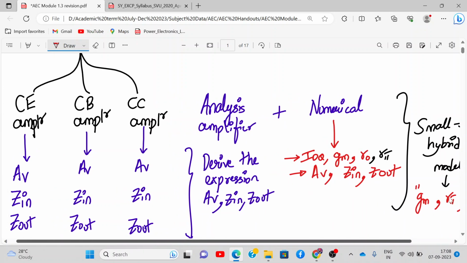What we need to do is analyze the amplifier, which means derive the expressions for the small signal voltage gain AV, input impedance Z in, and output impedance Z out. In the numerical form they can also ask you to find ICQ, gm, ro, r pi, and then AV, Z in and Z out. We will do the derivation for one and solve the numerical for one, and the other two we will study in a comparative study, because we have limited time.